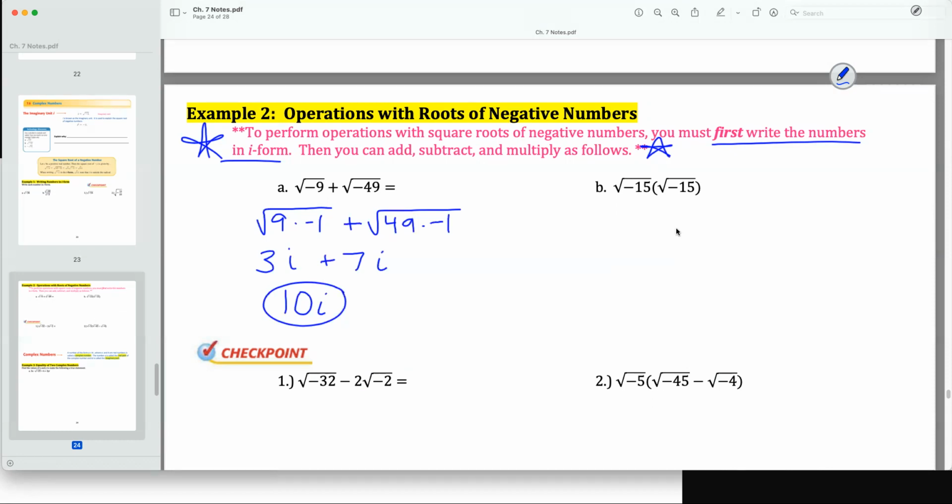For letter B, as soon as we see multiplication, we already know we can multiply anything by any other number. Doesn't matter what type it is. But for this section, you can't multiply right away. You have to put both of the things in I form first before you can perform any operations. So 15 doesn't have any perfect square factors. So the only thing we can do here for this one is just rewrite this as the square root of 15i. Times, this is the same exact thing, so it's going to be another square root of 15i.